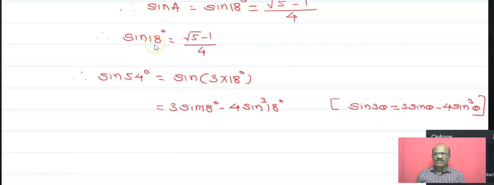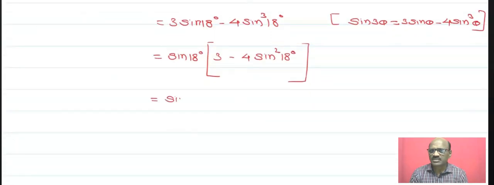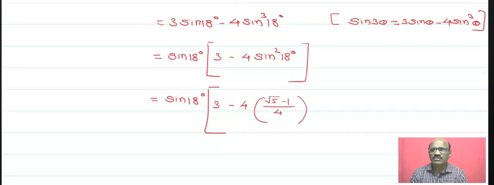Now, we have found out the value of sine of 18, and it is root of 5 minus 1 upon 4. Now we will substitute it here. That is 3 in bracket root of 5 minus 1 upon 4 minus 4 in bracket root of 5 minus 1 upon 4 cube. We will substitute here, that is sine of 18. We will take first of all sine of 18 as common, then we will have minimum calculations. So we have taken sine of 18 common here. That is 3 minus 4 into root of 5 minus 1 upon 4 bracket square.